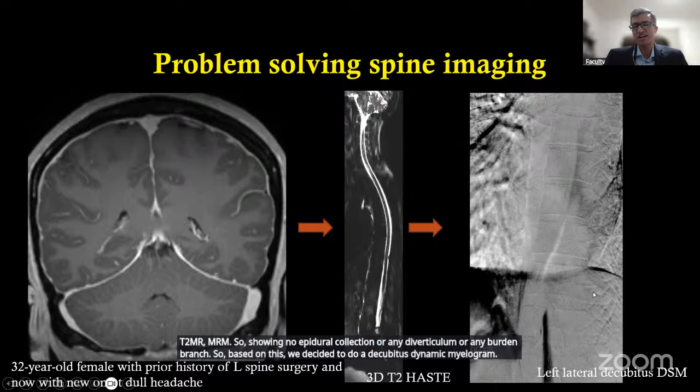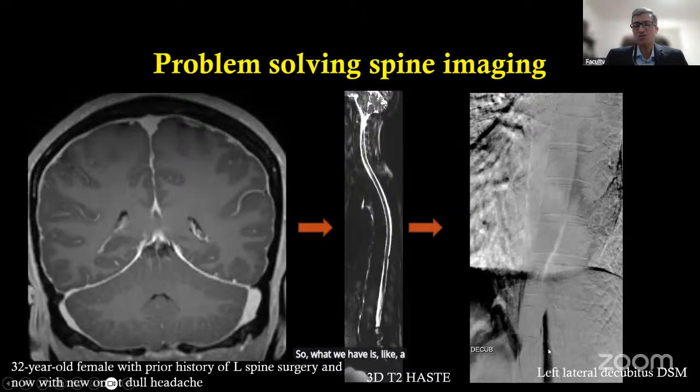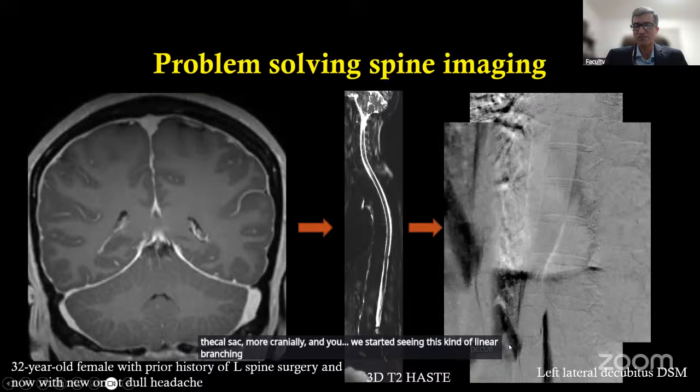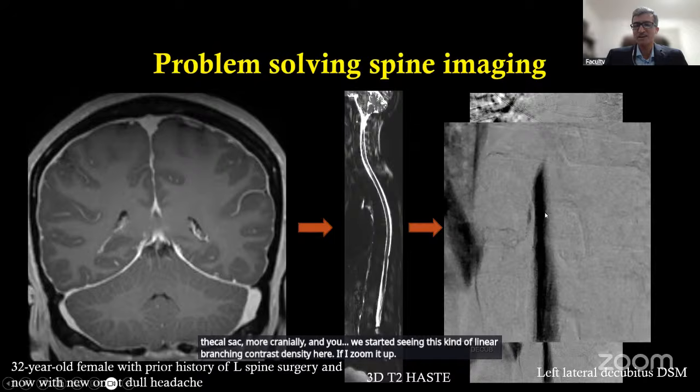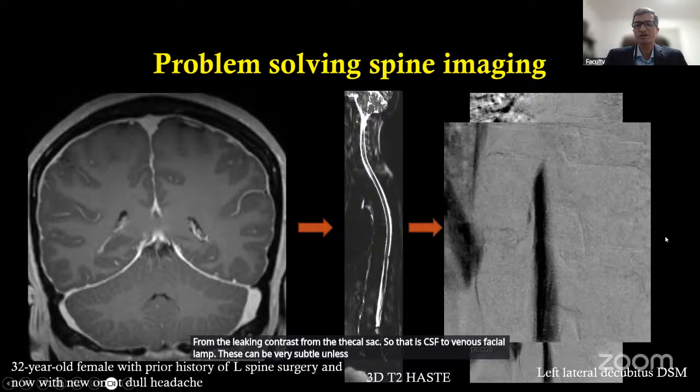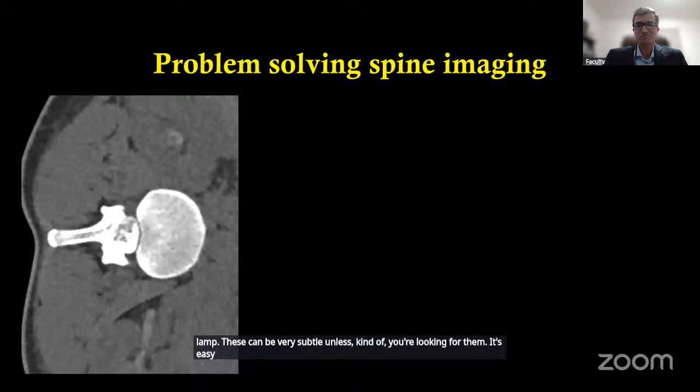If you look at this dynamic study, what we have is a contrast column heading into the thecal sac more cranially. And we started seeing this kind of linear branching contrast density here. If I zoom in, you can see that's a venous structure, the paravertebral vein being opacified by the contrast leaking from the thecal sac. So that is a CSF to venous fistula. These can be very subtle unless you're looking for them. It's easy to miss them.